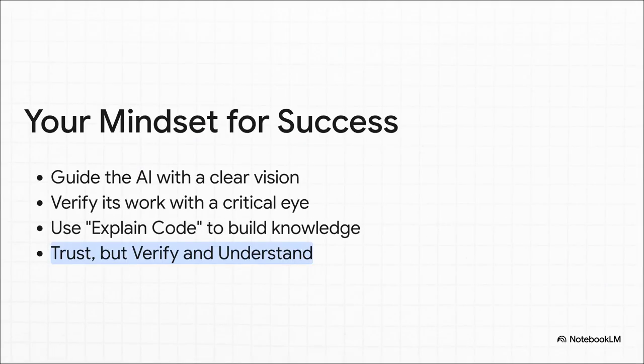But to be successful, you have to have the right mindset. You've got to treat the AI like a powerful but flawed collaborator. Your job is to guide it, to verify its work with a critical eye, and to use its explain code feature not just as a crutch, but as a tool to build your own actual knowledge. You have to trust it, but always verify, and most importantly, understand what it's doing.